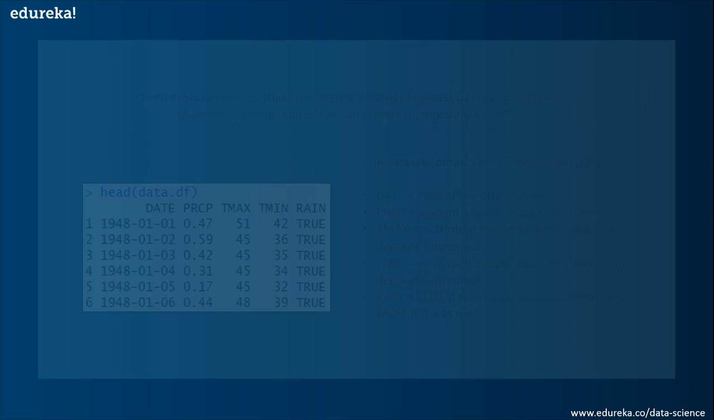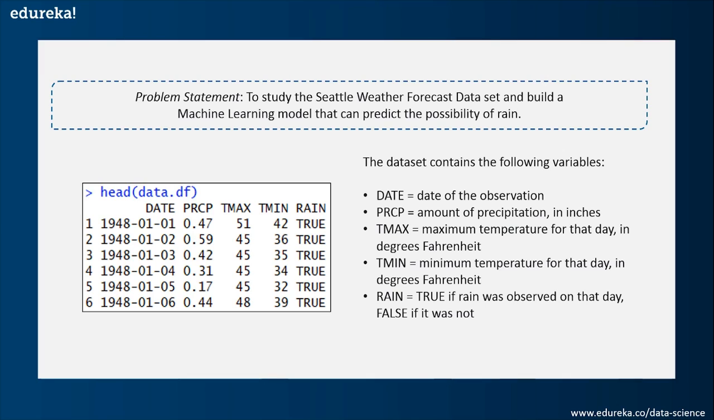Now moving on to the last part of our session, which is our practical demo. Now before we start executing the demo, let's look at the problem that we're going to try and solve. So the problem statement is we're going to study the Seattle weather forecast data set and we're going to build a machine learning model that can predict the possibility of rain. All right, so here's a picture of the data set. Now the data set contains 5 variables. Date basically represents the date of the observation. PRCP stands for the precipitation, which is useful in measuring the possibility of rain.